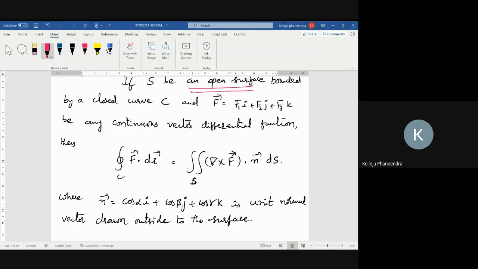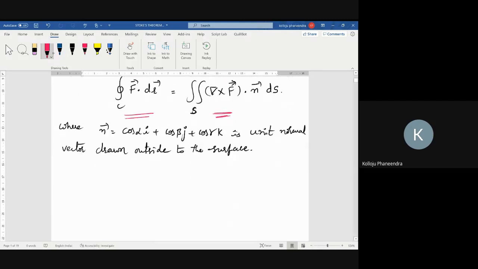First one is open surface. S is an open surface, the first condition. And the second condition, the vector function must be continuous as well as differentiable. Then what is this left side? This is the line integral, circulation over C of F bar dot dr bar, equal to the surface integral. In place of F bar dot N bar ds, in place of F bar, what is the term here? Curl F bar dot N bar ds.